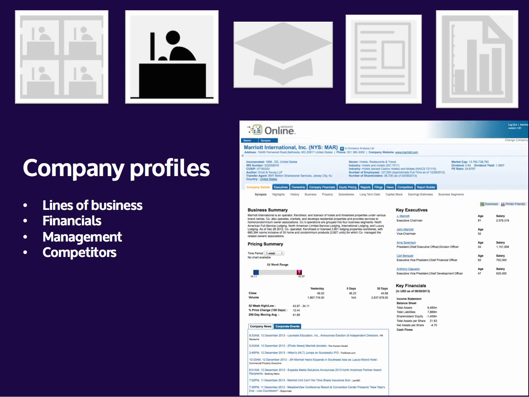Company profiles, on the other hand, have information about a single company that is part of one or multiple industries. Company profiles contain information about what that company does, its lines of business, financial information, and usually something about top executives and the company's major competitors. On the right is an example of a company profile from the database Mergent Online.